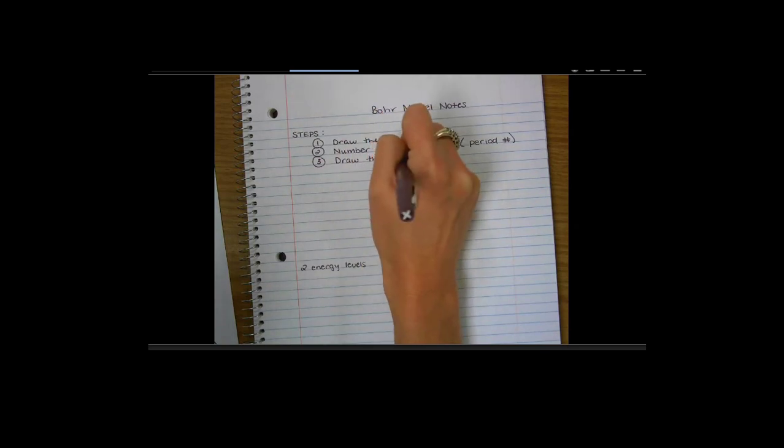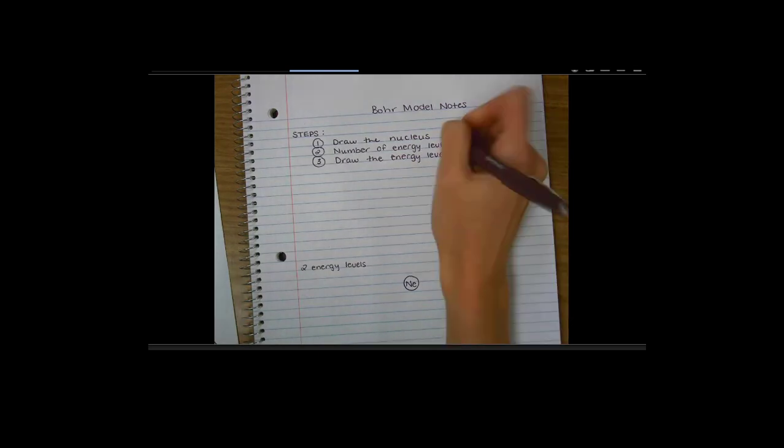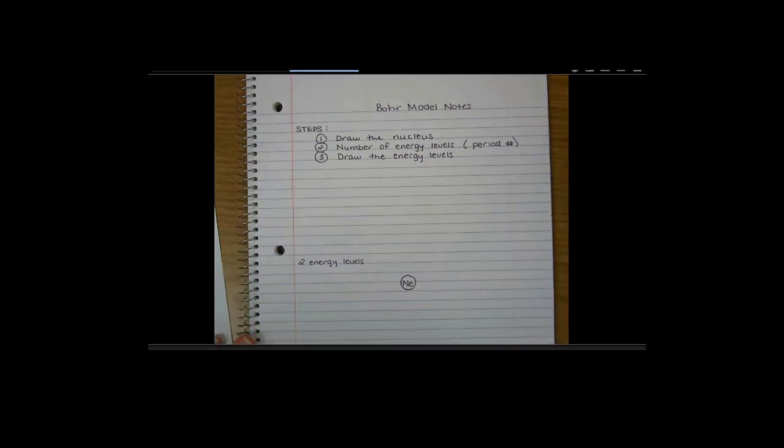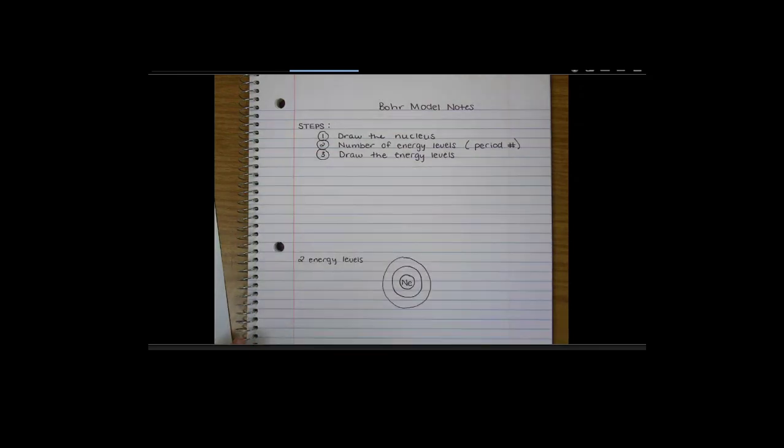And so our step number 3 is then to draw those energy levels. Now, what those look like are just like rings around the nucleus. So let's draw the first one. Here's 1. Draw the second one. There's 2. So there's our second energy level.